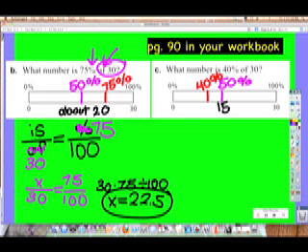Jack, what do you think? About 14. No, wait, sorry, 13. You want to do 13? Okay. All right, let's check it. Let's see how close you got.